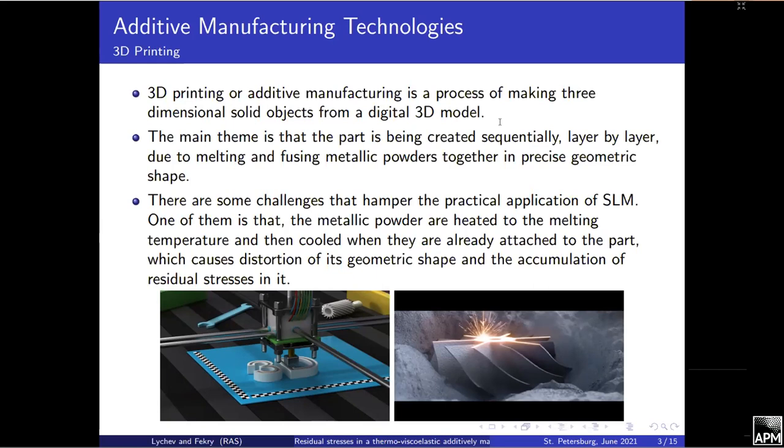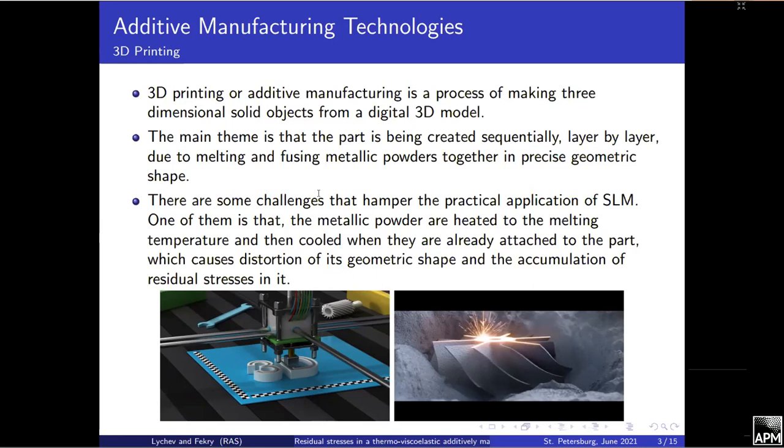There are some problems challenging this technology. One of them is that the metallic powder is heated to melting temperature and then cooled when it is already attached to the part, which causes distortion of its geometry and causes residual stresses. This is our problem here: how to decrease the residual stresses.